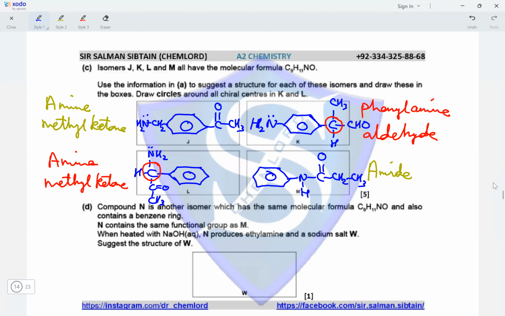Compound N is another isomer which has the same molecular formula C9H11NO and also contains a benzene ring. N contains the same functional groups as M. That means it is an amide. When heated with NaOH, N produces ethylamine and a sodium salt. Ethylamine.